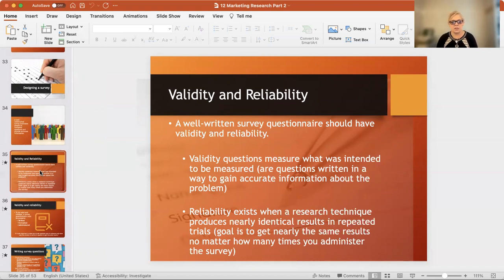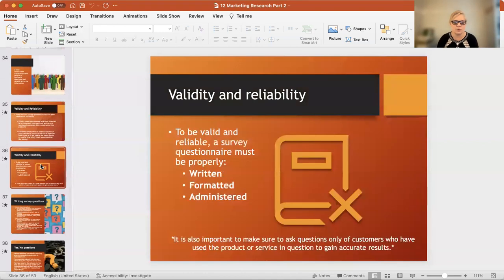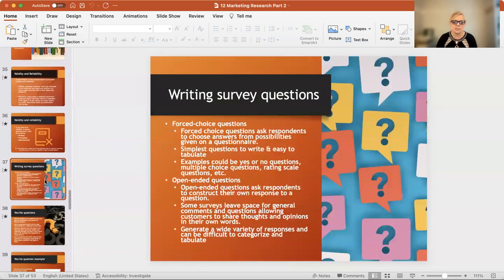That has been some of the backlash on some of the personality profiles and surveys, is that it can be very dependent on mood, time of day, or different things that are going on with an individual, and that they may not get the same results over and over again. So that's some of the reliability issues that exist with some of those personality profiles, because that is a type of survey. All right, to be valid and reliable, a survey must be written, formatted, and administered very properly. Okay, I know that is very common sense.